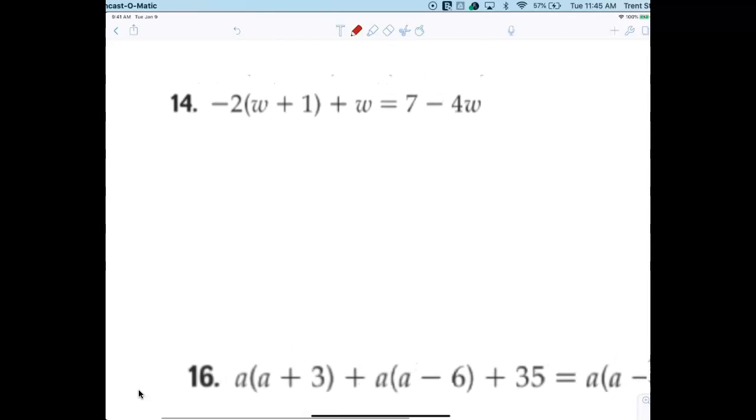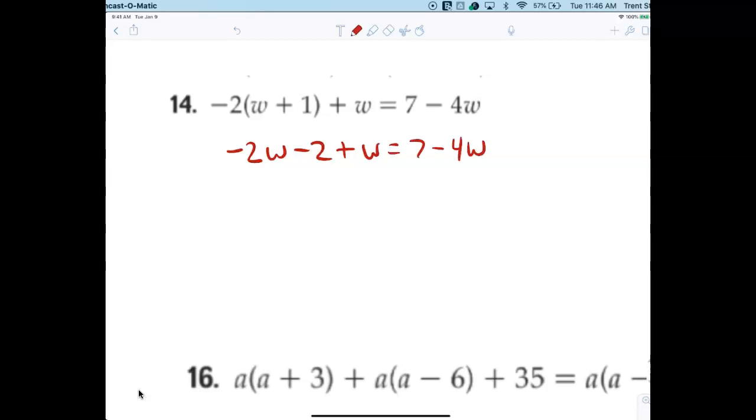All right, nothing too hard on 12. All right, let's do 14. Zayden, you're up. Negative 2w minus 2 plus w equals 7 minus 2. Perfect. Now what?